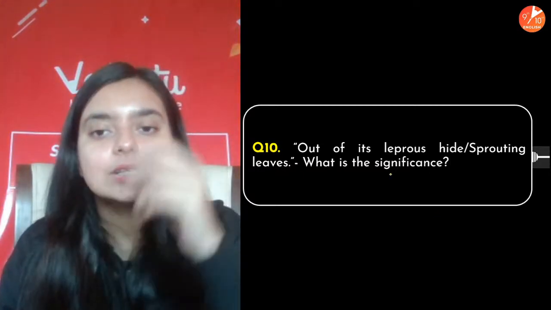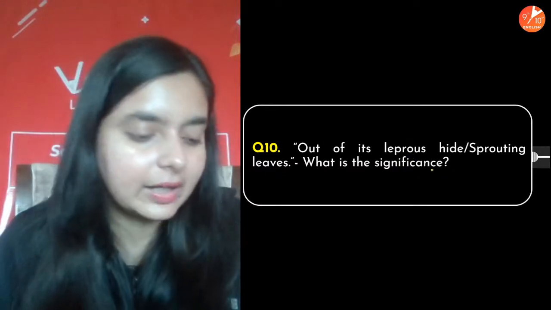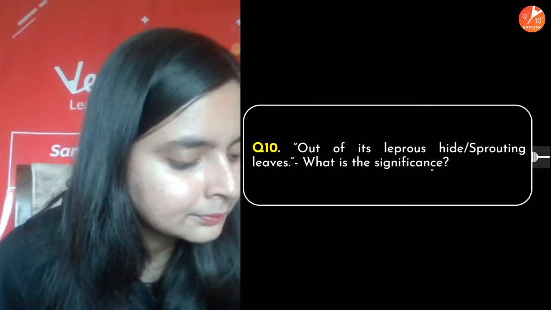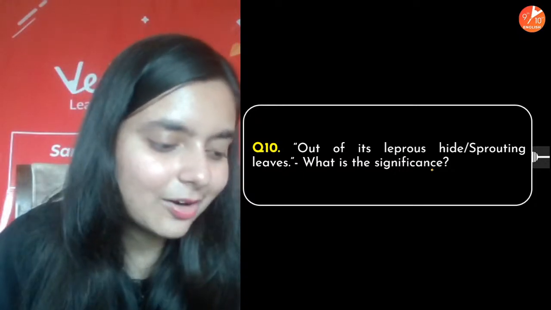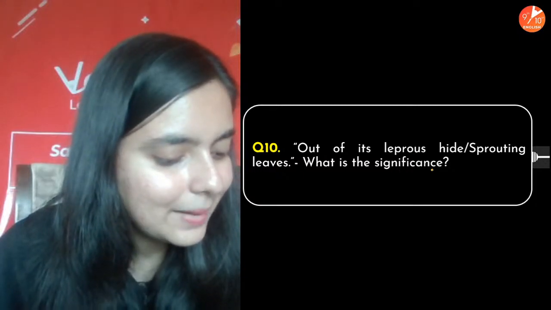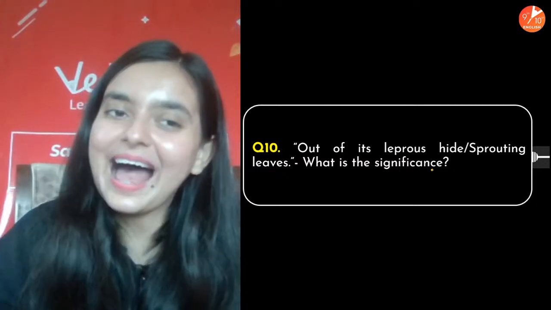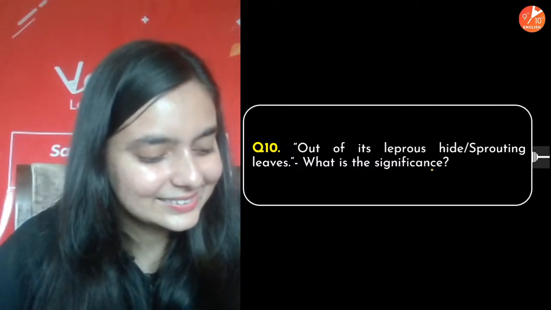Right? The question is, out of his leprous hide sprouting leaves. What is the significance here? Yes, we are all supposed to save a tree because they are living beings. Very good. Okay. Menti awaited. We will have Menti. Wait, beta. Yes, Parth.